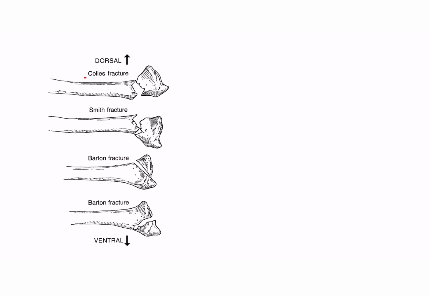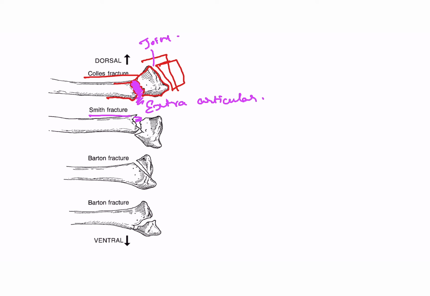So Colles fracture, you see, this is the distal radius, guys. This is the distal radius, right? And there is the carpal bone, and that's the wrist joint, right? So the fracture line is totally away from the joint. That's the joint, right? And the fracture line no way touches the joint. So I should call this fracture line extra-articular. Extra-articular. Same as Smith fracture. Smith fracture is again an extra-articular fracture.